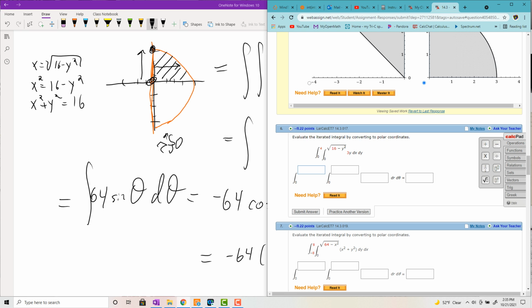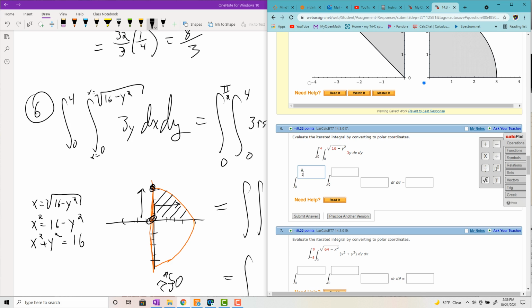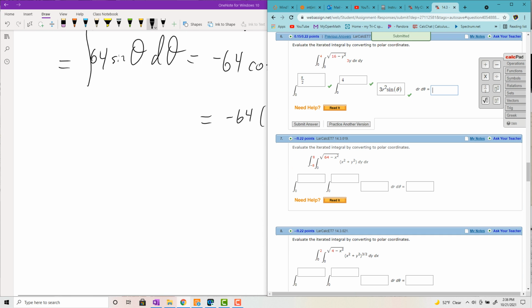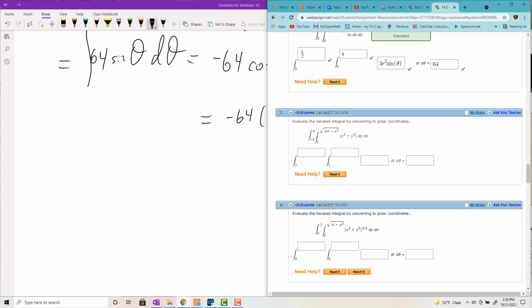Oh, they want you to fill it all in. So 0 to pi over 2, 0 to 4, 3. And I mean, this isn't bad because you can then check it to make sure it's right. 3. Oops, I forgot my r is squared because there's an extra r there. So you can submit and see if it's right, and then if it's right, go ahead and do your integral. And of course we got 64. Okie dokie, no big deal.